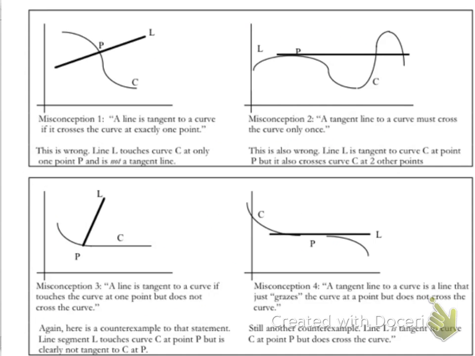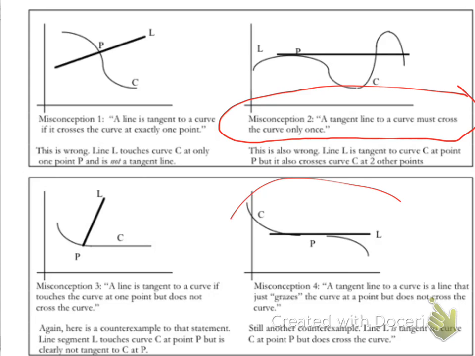Cool. So now you can see tangent to must cross the curve only once, and that's an issue. But here, tangent line to a curve is a line that just grazes the curve at a point but does not cross the curve again. Well, this one is actually a tangent line. What it's showing here, it's grazing and it does cross again, so it's more than just that. So this one actually works, and this is a good, proper tangent line.